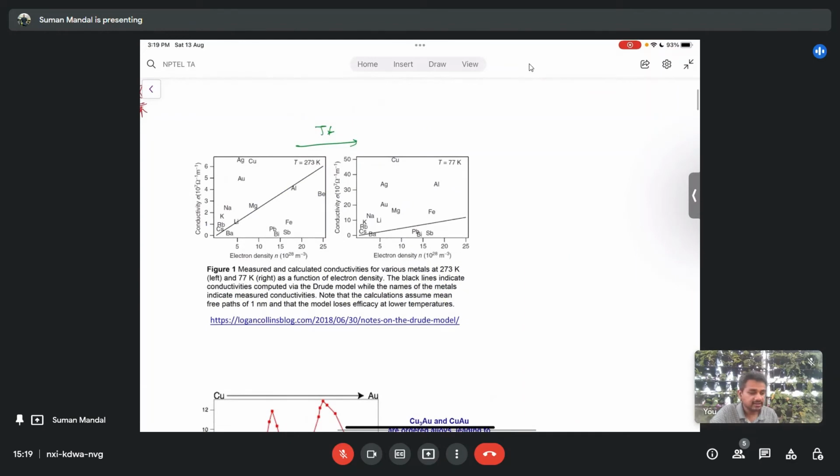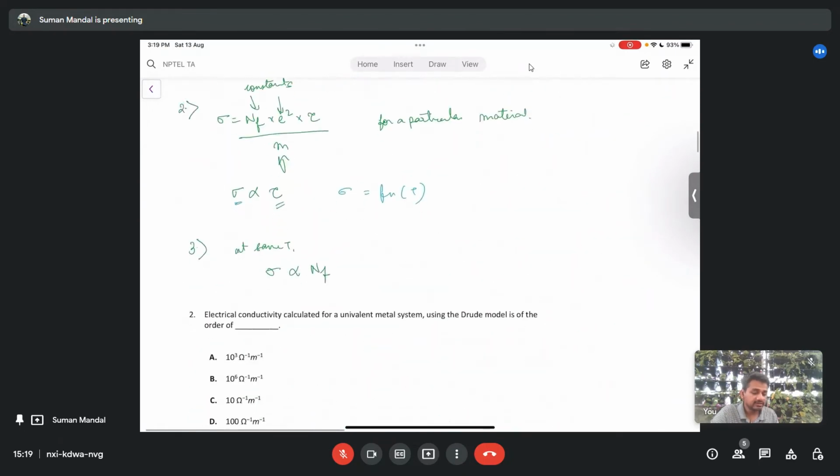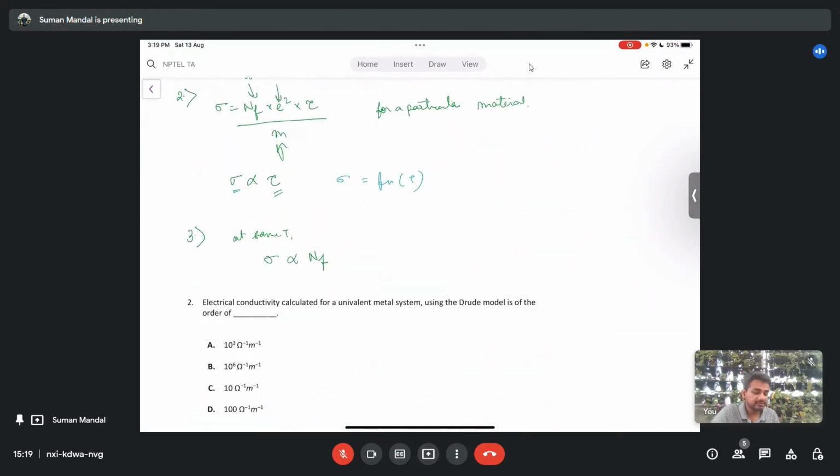However, here again we have a plot of electron density versus conductivity. We have the density here, which is n_F, and this is the conductivity. We see that the data is all over the place. It is not actually linear. So this again cannot be explained. Why is this linear behavior not followed?